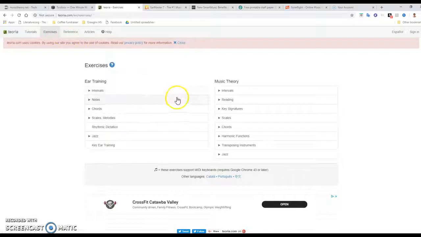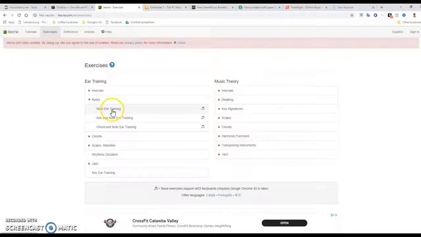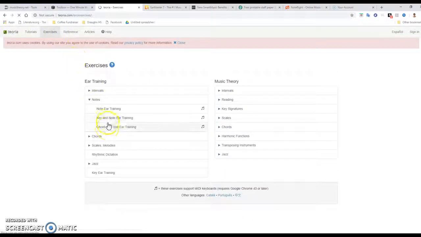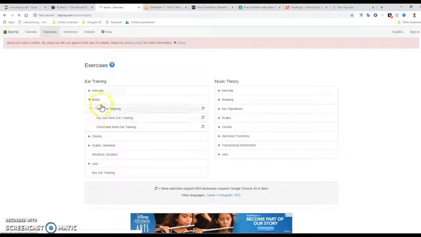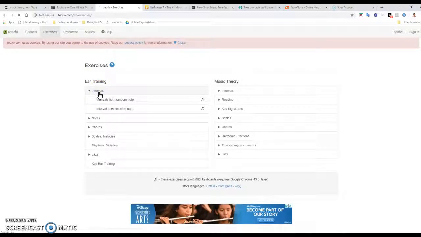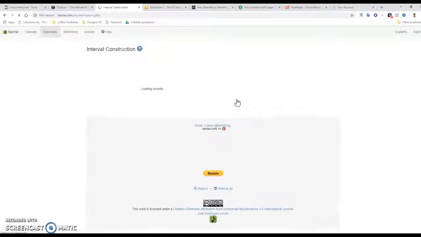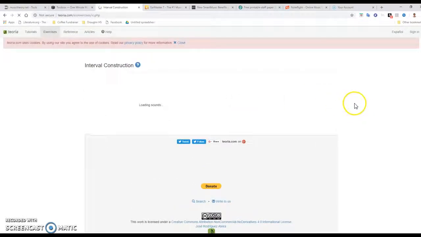There's exercises as well that the students can access. Here's one for ear training, learning intervals and that sort of thing. Let's go back to the exercises here. Let's look at, this is all ear training. Let's look at intervals here, construction of intervals. We're waiting for this to load.